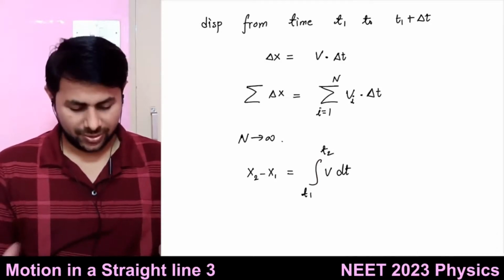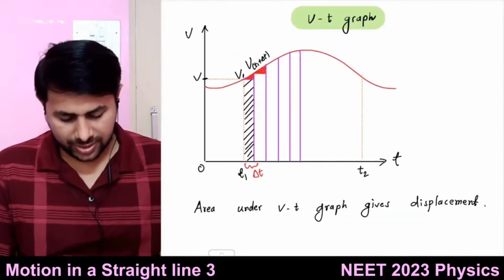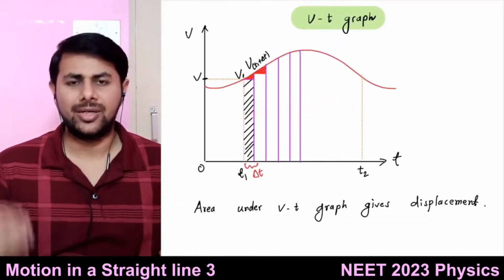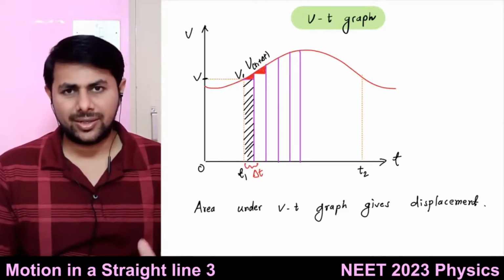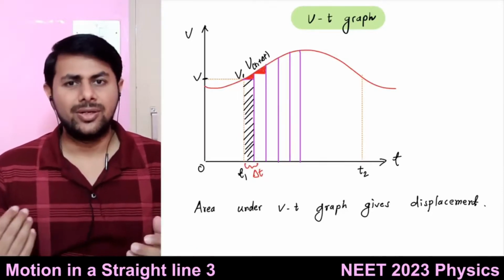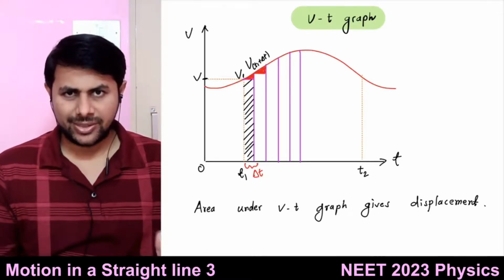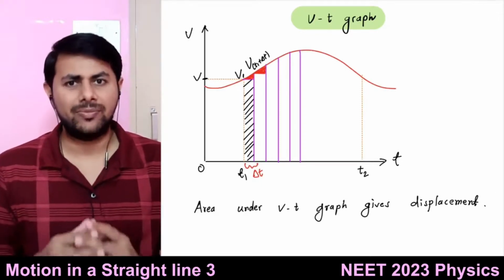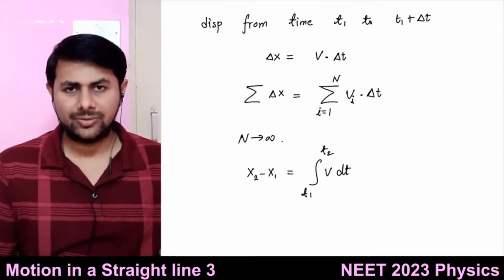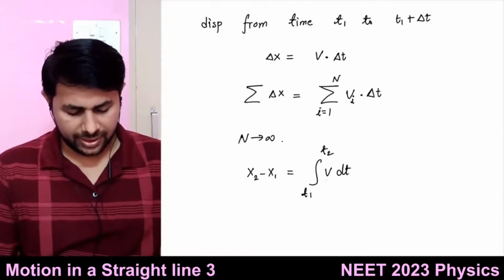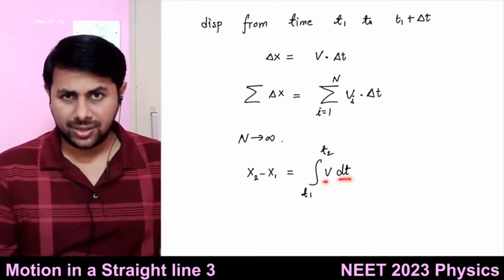Fine. So what does this mean for this velocity versus time graph? It means the area under the velocity versus time graph. So area under velocity versus time graph gives you the displacement, displacement in a particular time interval. And mathematically, that area is what? That area is the integral of v dt.